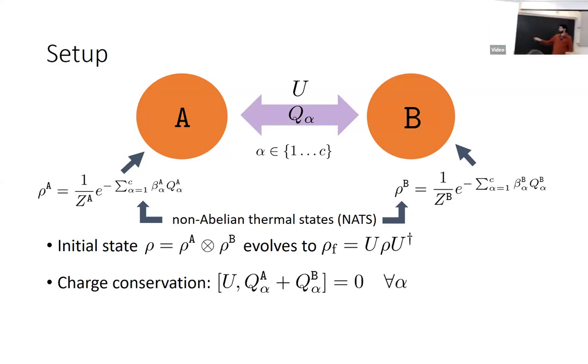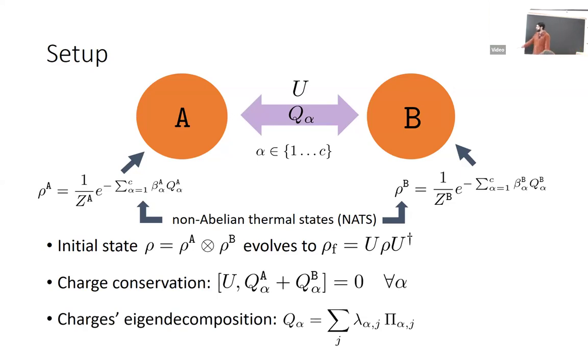And it's not super crucial, but just a little notation that we're going to see pop up later on. For each charge, we're going to think about its eigendecomposition. So it'll have some eigenvalues lambda and some eigenprojectors pi. But just simply, you can think about this for energy. These are just energies and then energy eigenvectors or energy eigenspaces.